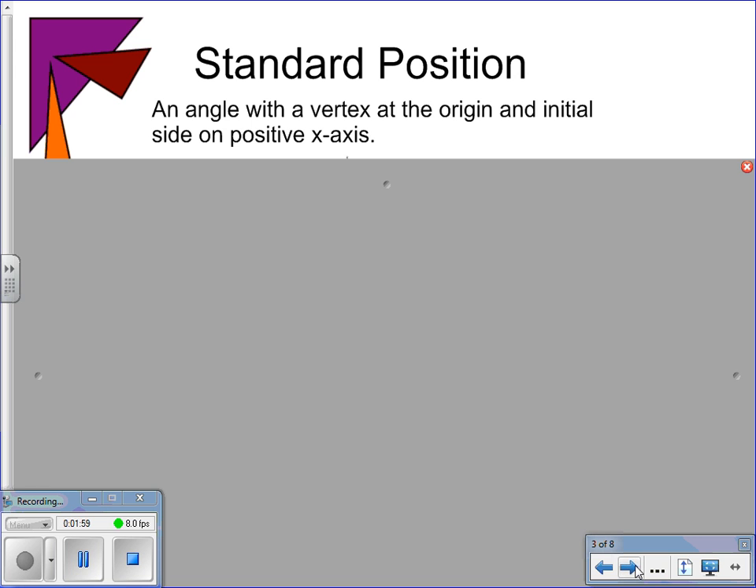An angle in standard position is defined as an angle with a vertex at the origin. So throughout the chapter, all the angles you draw for me will have vertices at the origin, with the initial side on the positive x-axis. I'll show you a picture of what an angle in standard position looks like. This is how you'll draw them for me.